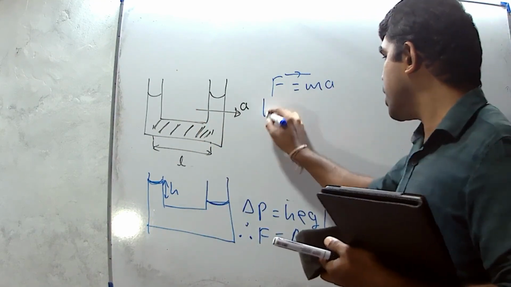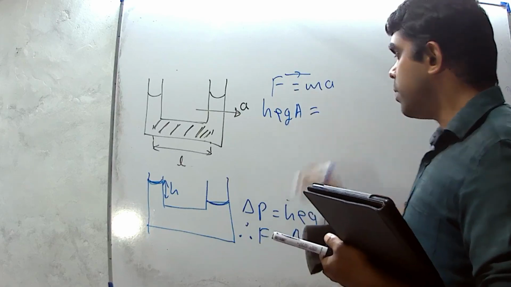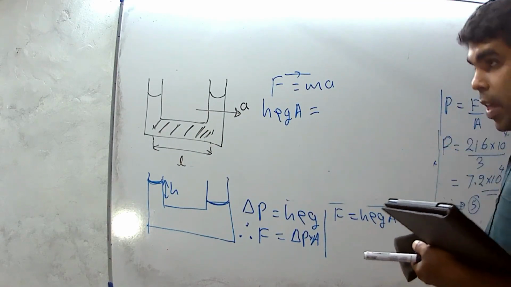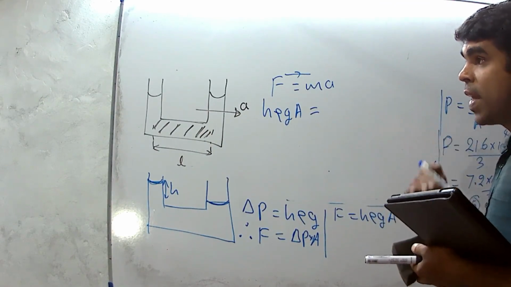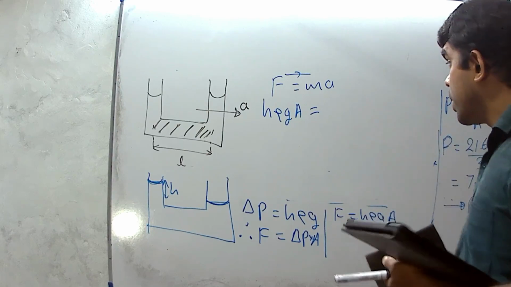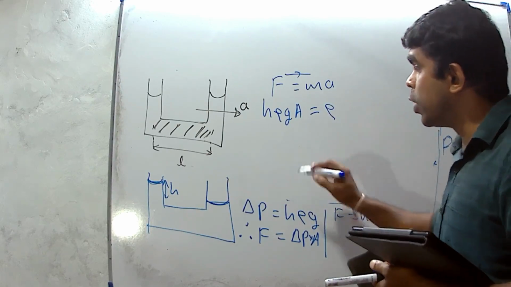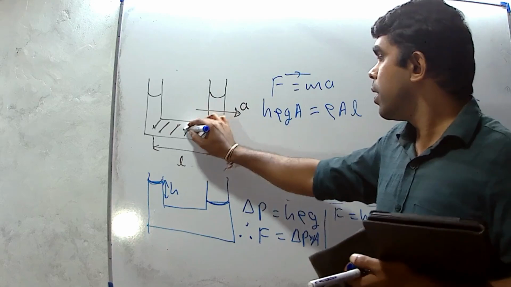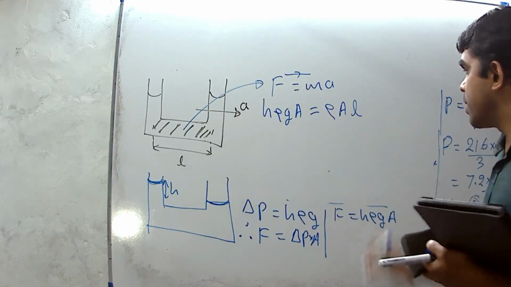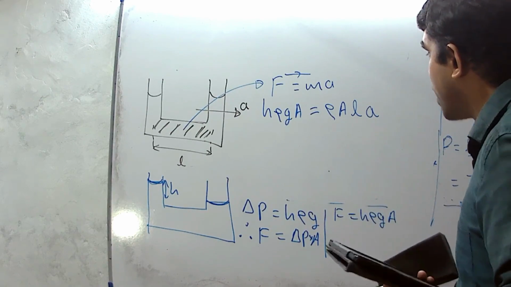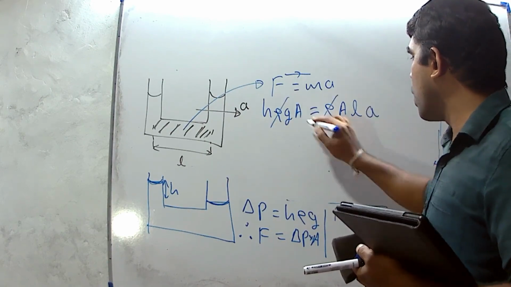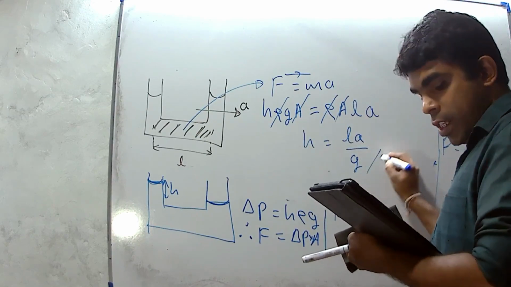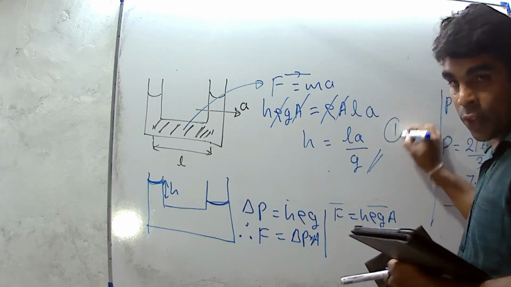Force is h rho g into area. Mass of this part. Density is mass divided by volume, so mass is density into volume. Volume is cross-sectional area into this length. We have to use only this part. Mass into acceleration a. Now we can find the h value. We can cancel out rho and area. Then h is L a divided by g. The answer is 1 for the question number 20.